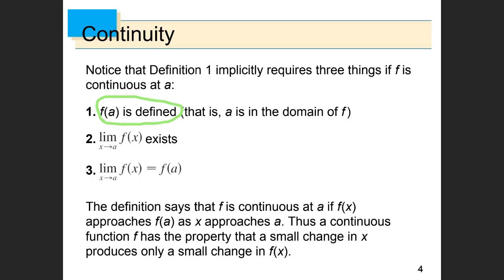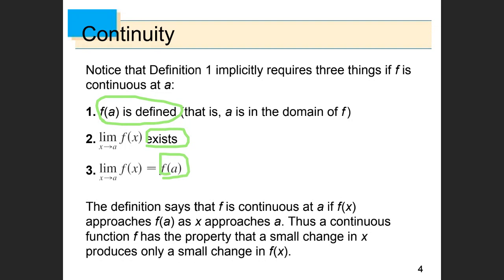The second condition is that the limit as x tends to a of f of x must exist. Remember, for this limit to exist, it means that the limit from the left must exist, the limit from the right must exist, and they have to be the same. So the limit from the left must be the same as the limit from the right, equal to some number L. And then the last one says the limit as x approaches a of f of x must be equal to the function at a.